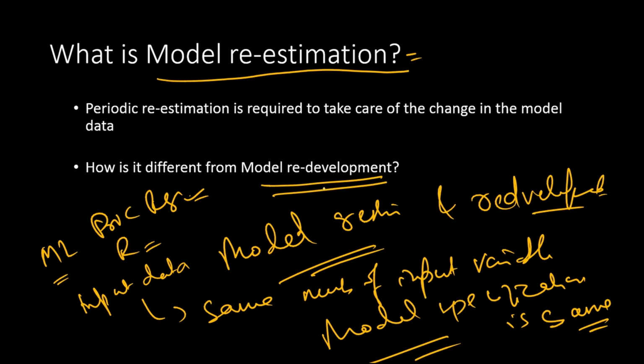Well, model re-estimation is actually done almost every year or every quarter, every 6 months, whereas model redevelopment, which is a more complicated task to do, is actually done every 2 to 3 years, and it actually depends on the industry we're talking about. So model re-estimation is simply a part of model redevelopment, which is a much bigger task.